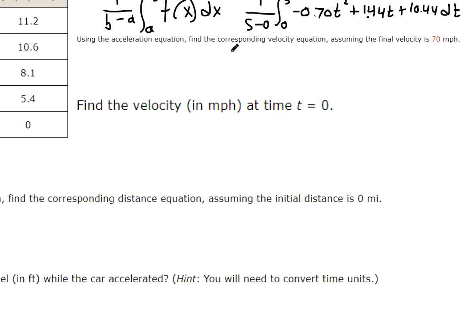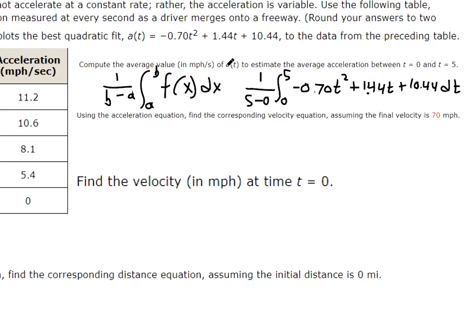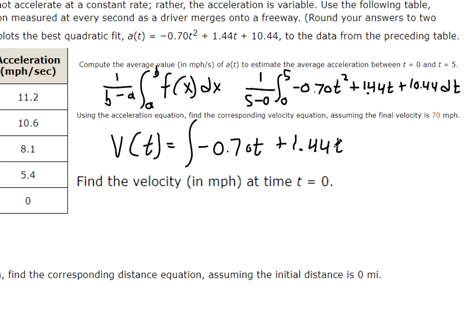The second part is asking us to find the corresponding velocity equation. So if this is acceleration, then velocity is just the antiderivative of acceleration. So what you want to compute is the indefinite integral with respect to time here, so dt. So compute this, and then the final velocity is 70 miles per hour.